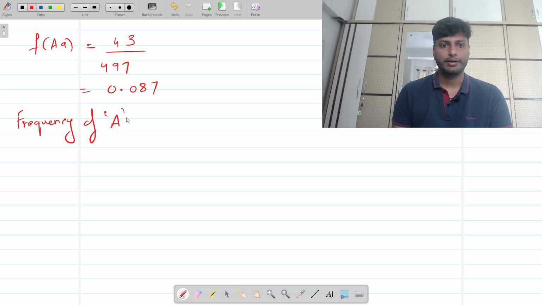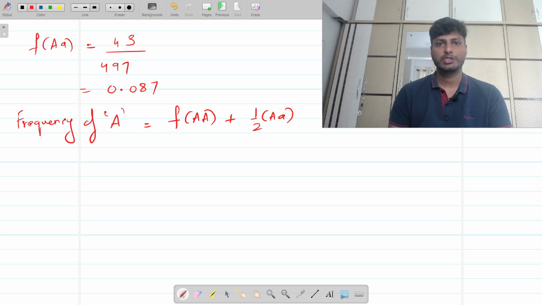So if we have to calculate the frequency of capital A in the population, how can we calculate it? The frequency of capital A will be the frequency of homozygous dominant individuals plus half the frequency of heterozygous individuals.